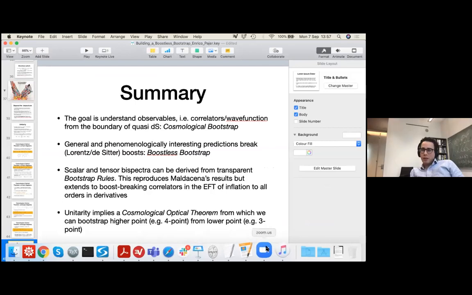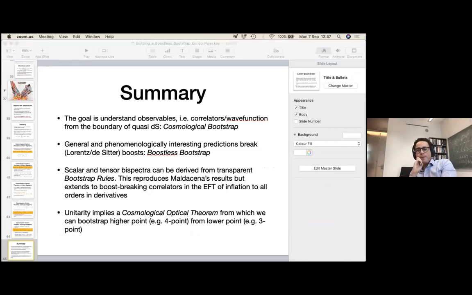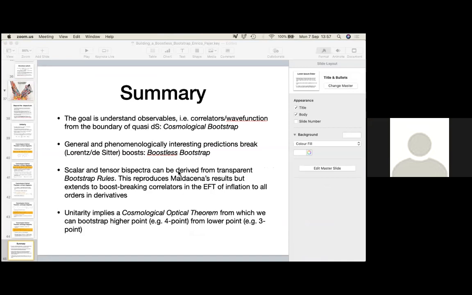All right, questions, you can unmute yourself and ask. Can I ask one question? Go ahead. Yeah, so I was wondering about the loop diagram. Can you say something about using the optical theorem for the loop diagram?